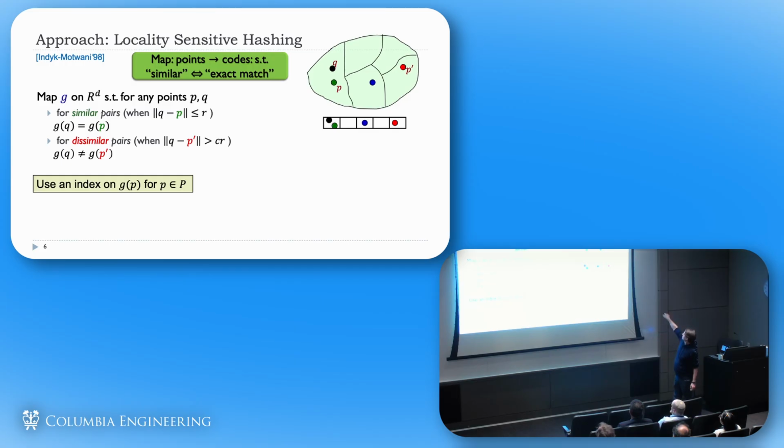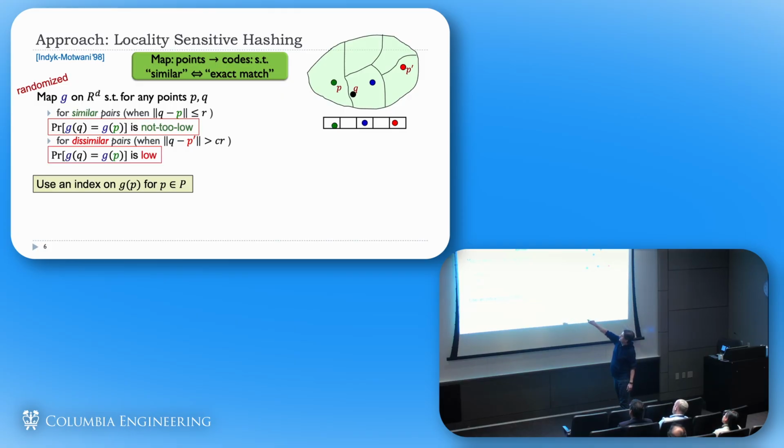I'm sure many of you have seen space decompositions before. Of course, it is not possible to do this such that it's satisfied for any points P and Q. There is a boundary here. If you take 2 points on 2 different parts of a boundary, they will be close, but this will definitely not be the case, so it's not possible to guarantee this. So you basically build a randomized map. Formally, this is a distribution over maps G, such that the probability that they collide, that they have the same code, is not too low, it is some probability, but the probability that they collide when the pair is dissimilar is much lower than this one.